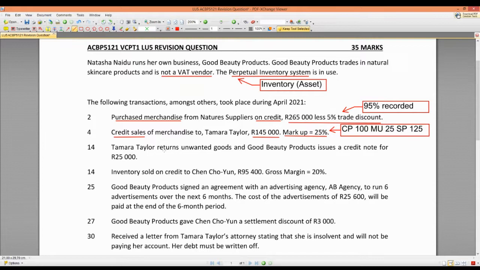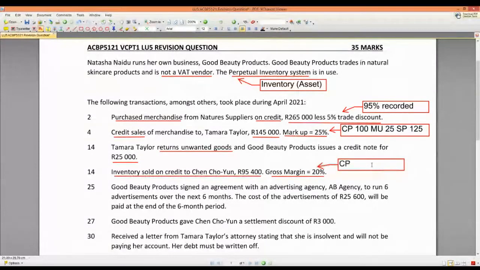Okay, then they say they returned unwanted goods and issued a credit note for the value of 25,000. Okay, then inventory was sold on credit to Chen Chao Chan for 59,400. There's a gross margin markup of 20%. Okay, so gross margin is on your selling price. So that means your cost price would be 80, your markup would be 20, your sales price would be 100.